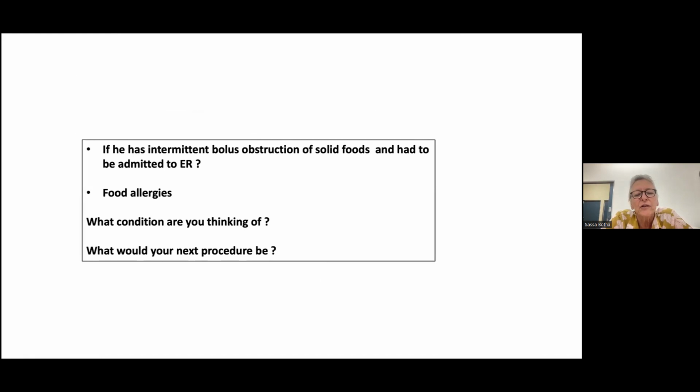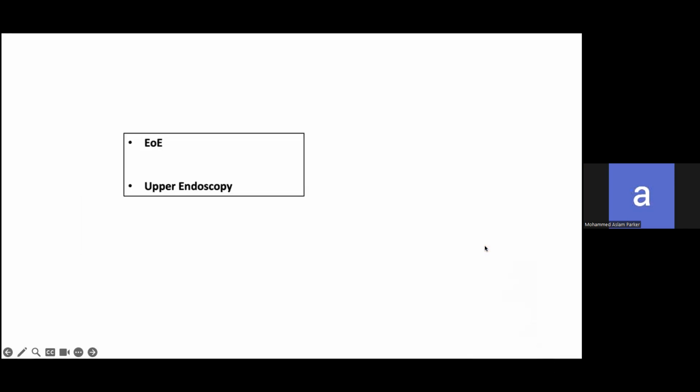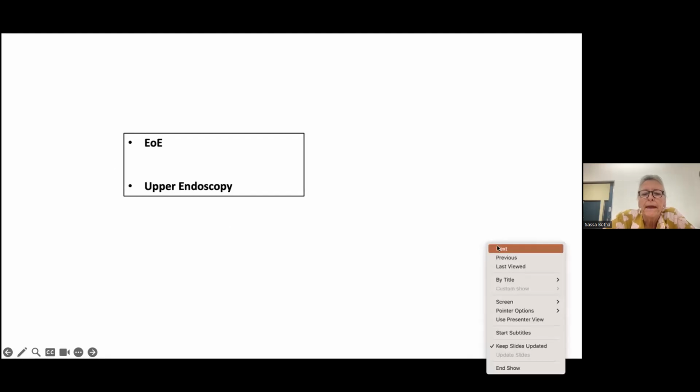So what condition are you thinking of? I'm thinking of eosinophilic esophagitis. Yes. And what would your next procedure be? My next procedure would be gastroscopy, specifically looking at the mucosa, but also taking biopsies from the distal and mid esophagus. Okay, so EOE, and you'll do an upper endoscopy.